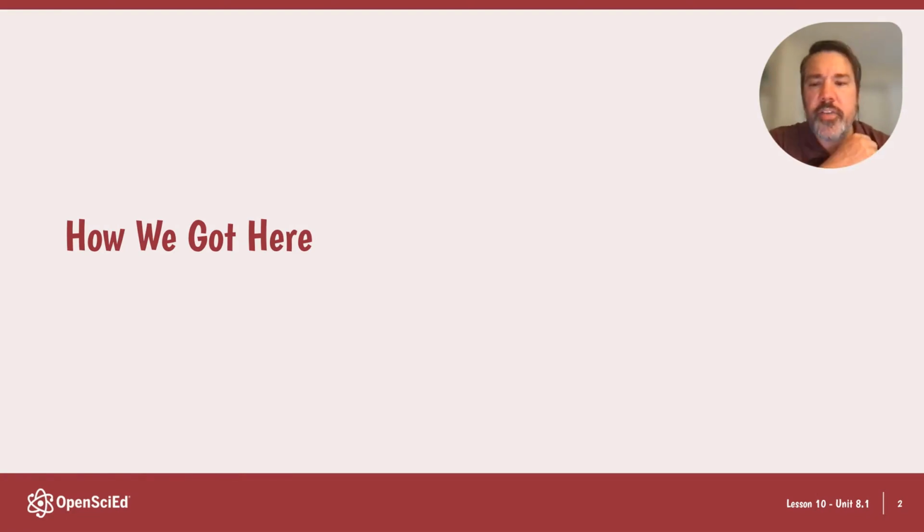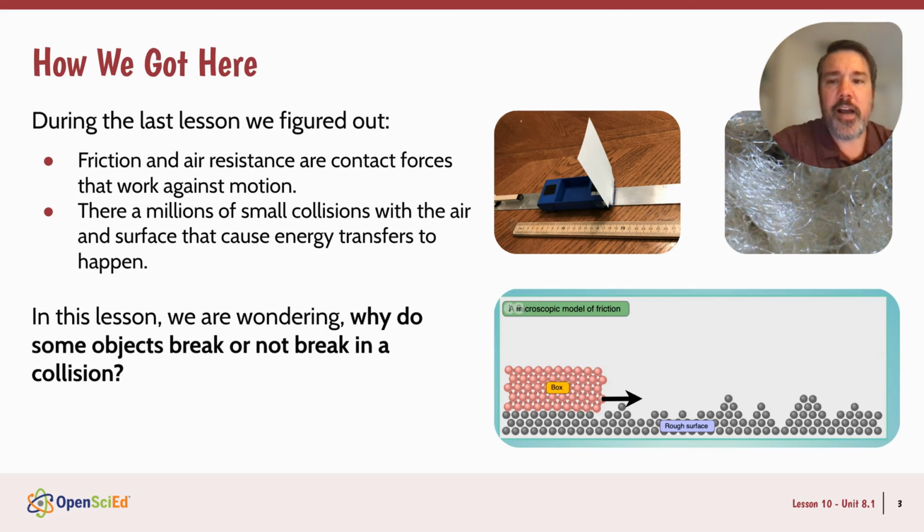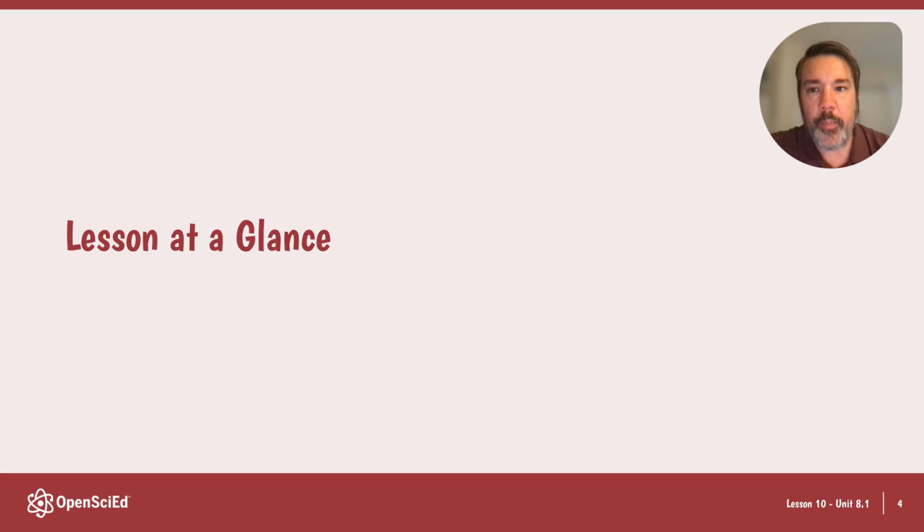All right, let's remind ourselves how we got here. So we're coming off of lesson 9 where we figured out a lot about friction. We figured out that essentially it's a contact force that works against motion, and that there's millions and millions of collisions happening with the surface and the air, and those cause energy transfers. So this lesson, we're really wondering why some objects break or not break in a collision, right? Essentially, can we go back and answer all of the big questions we had around cell phones breaking or those stories that we had in lesson 1?